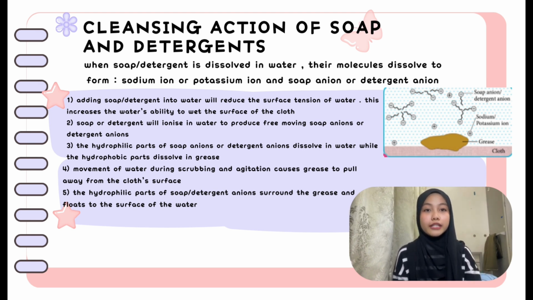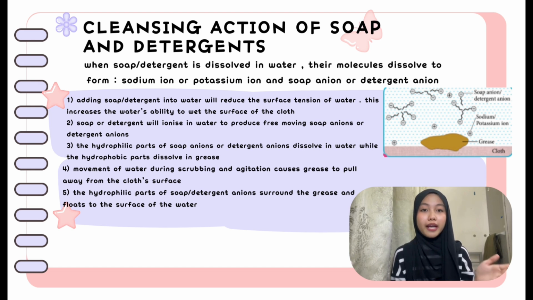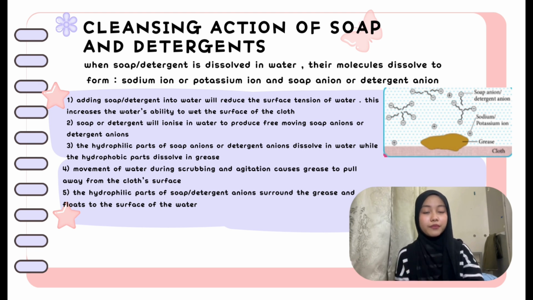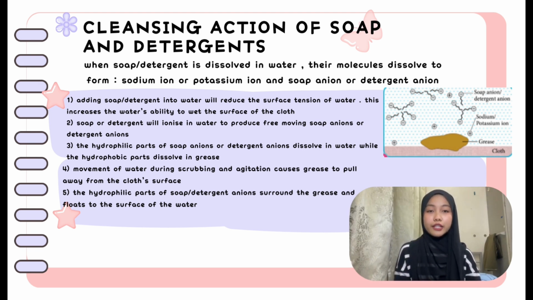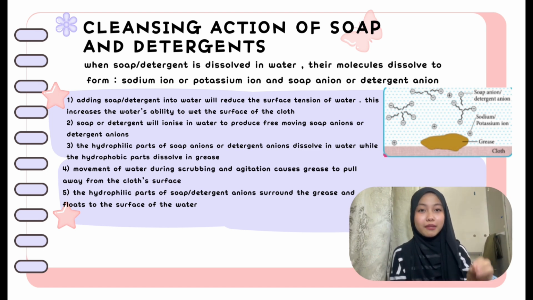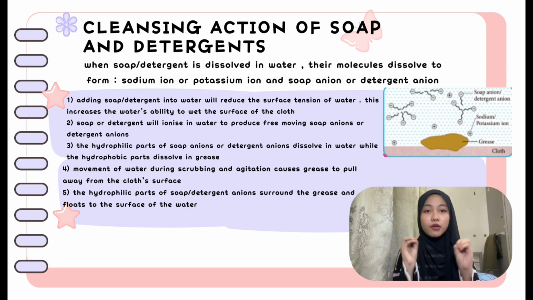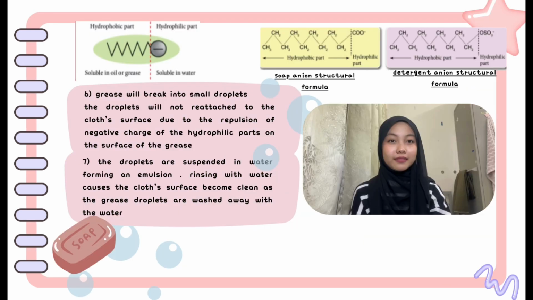Second, soap or detergent will ionize in water to produce free-moving soap anions or detergent anions. The hydrophilic parts of the anions dissolve in water while the hydrophobic parts dissolve in the grease. Movement of water during scrubbing and agitation causes grease to pull away from the cloth surface. The hydrophilic parts of the anions surround the grease and float it to the surface of the water.